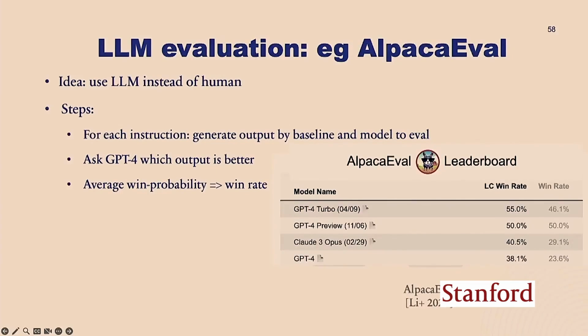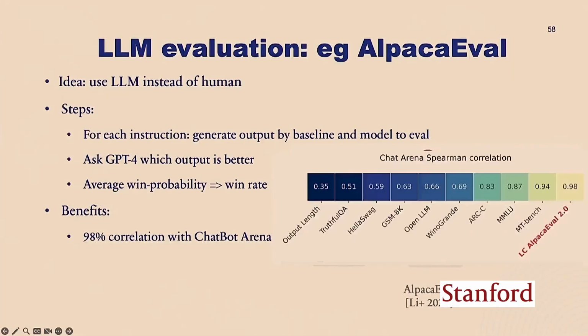And this is the AlpacaEval leaderboard. The benefit of this is that we get 98% correlation with Chatbot Arena, so very high correlation with humans. This is a comparison of correlation with other benchmarks, and it takes less than 3 minutes and less than $10 to run, so it's pretty cheap.